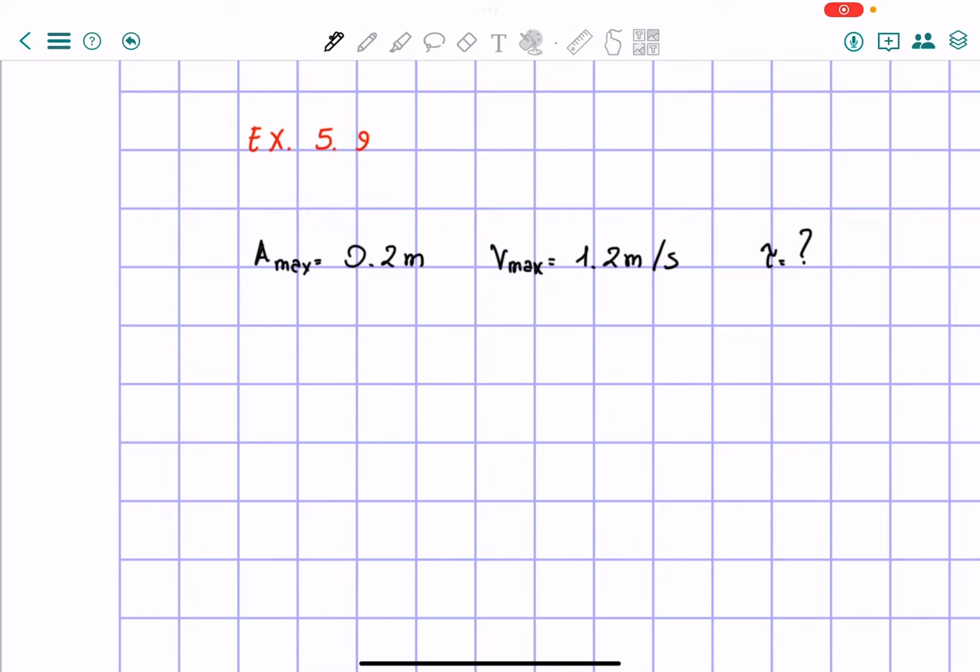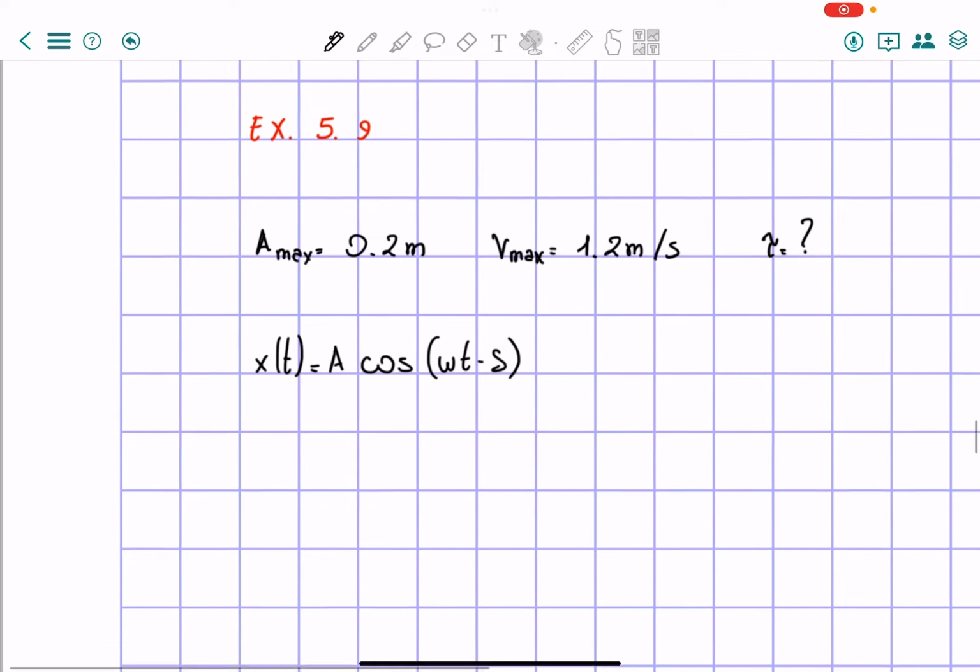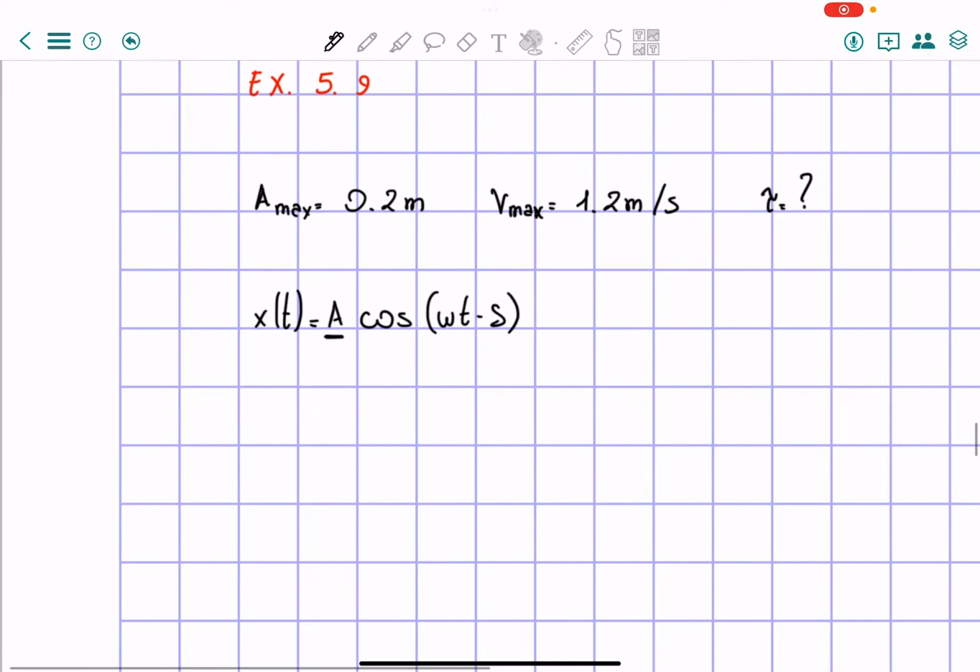So now what we can do is rewrite the usual formula, which is A cosine of Wt minus the phase shift angle. A max is also equal to A, because A is equal to the maximum amplitude all the time. So we can simply write 0.2 times cosine of Wt minus phase shift.